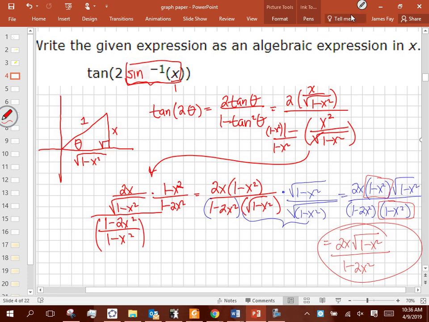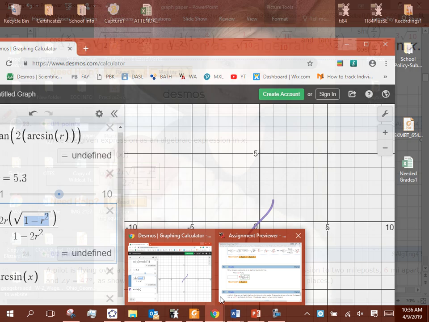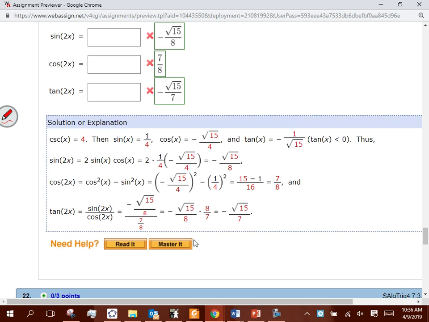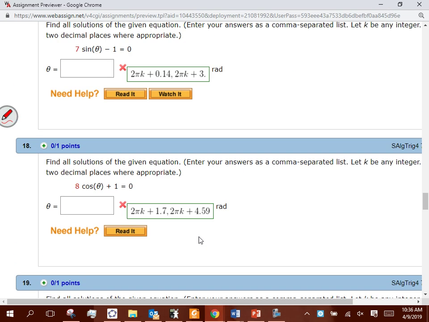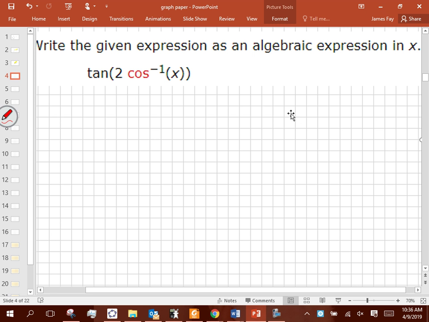All right. Any other questions on that assignment, Femi? 18. Okay, final solutions of the given equation. Enter your answers comma separated, let k be an integer, 2 decimal places where appropriate. All right, so what were your numbers? Okay, so let's go 5 cosine theta plus 1.